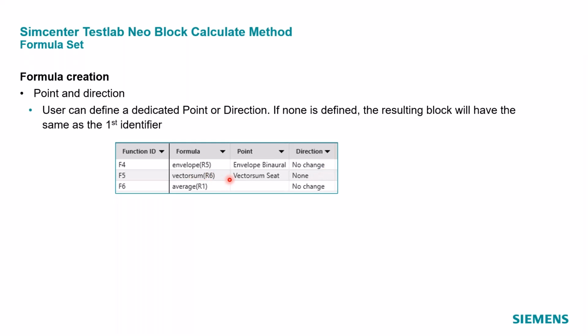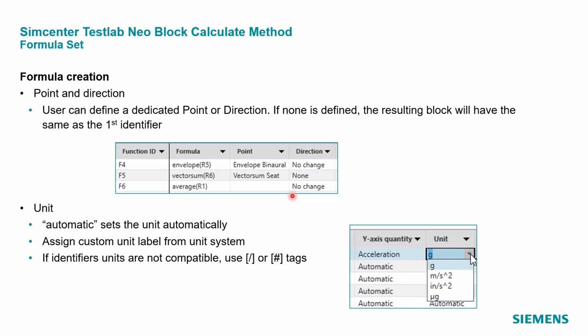Vector sum R6, I'm changing the point ID to be vector sum seat. So we're doing the vector sum on the XYZ direction of the seat, and I'm going to set direction to none. If I don't do that, it's going to find the direction of the first channel, X, Y, or Z, and specify it there. Average R1, direction no change. So whatever I'm averaging, it's going to keep the name of the original data as the point ID, and it's not going to change the direction either. So there's options for point ID and direction if you want to take from the first function it finds, or if you want to specify it manually yourself.